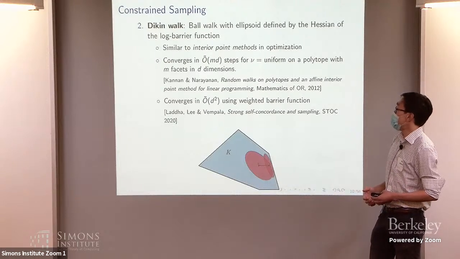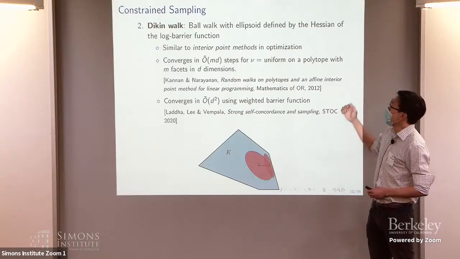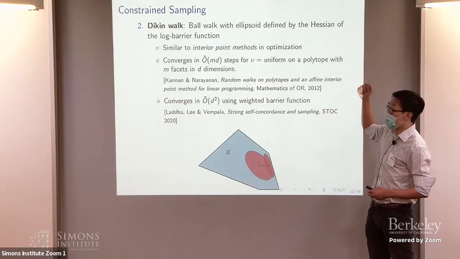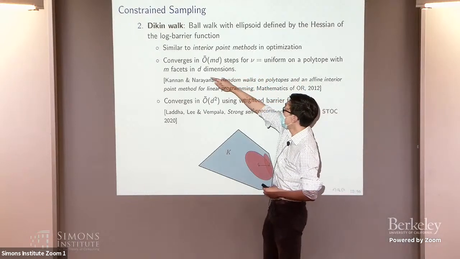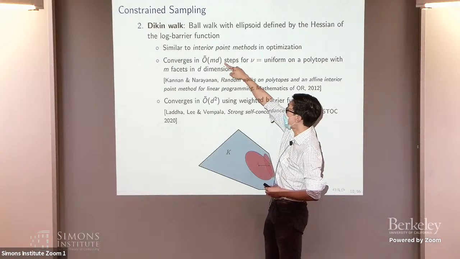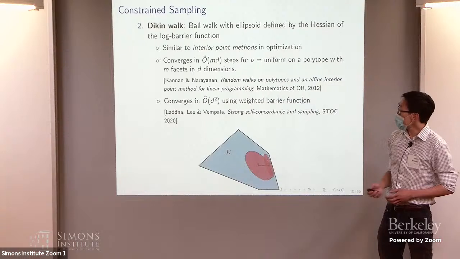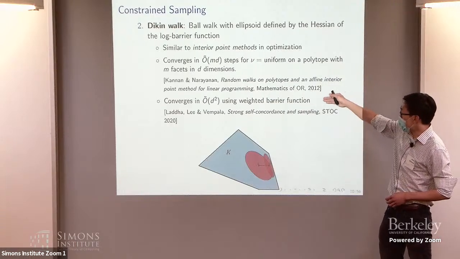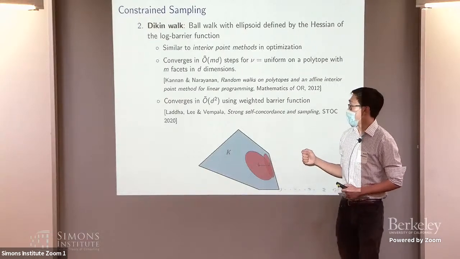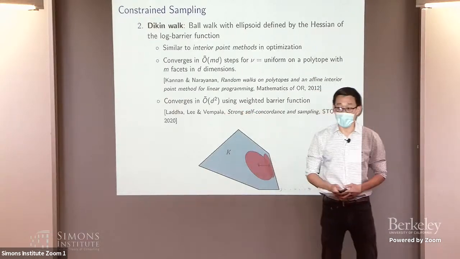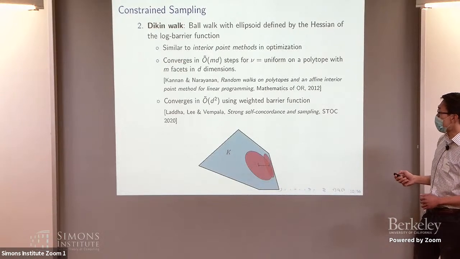And so for example, by Kannan and Narayanan, it shows that when we want to draw a uniform sample from a polytope in D dimensions with M facets, it has complexity proportional to M times D. And recently, it's been improved using the notion of weighted barrier function and what's called strong self-concordance. It actually has a faster mixing time bound, of order D squared. So this is a very, very nice theory.